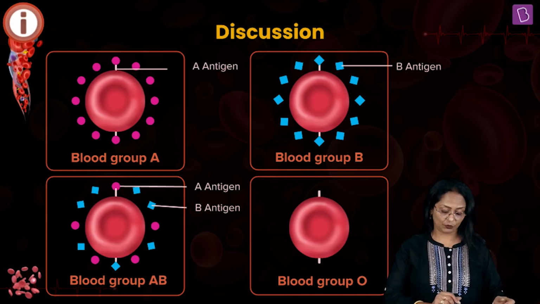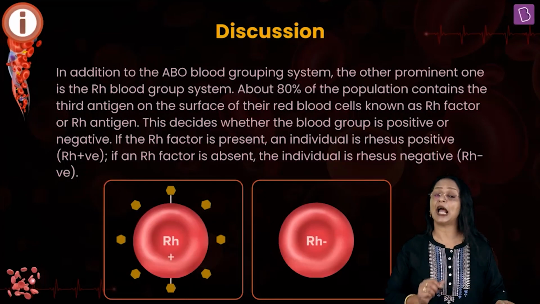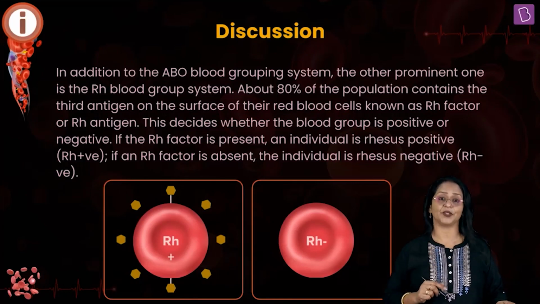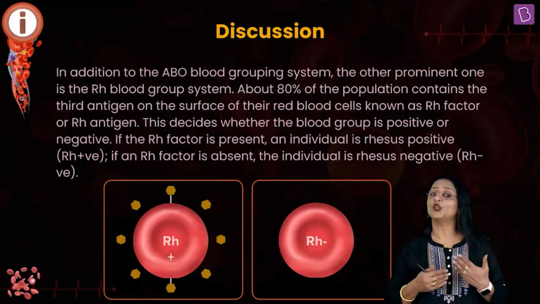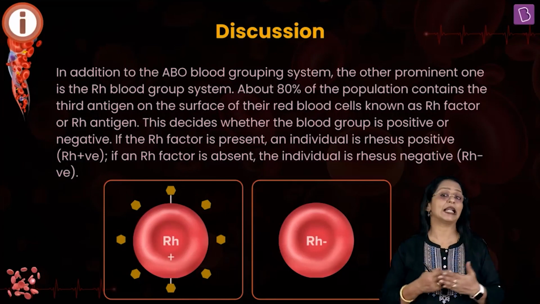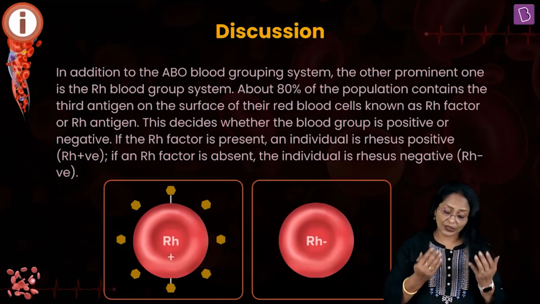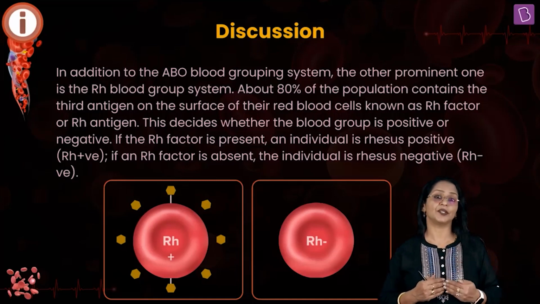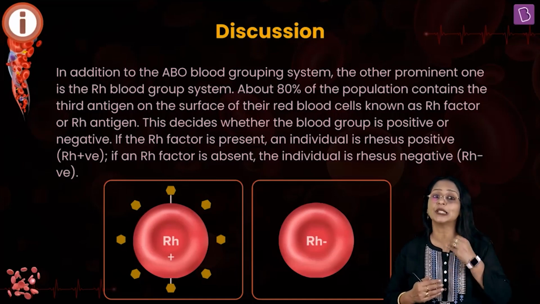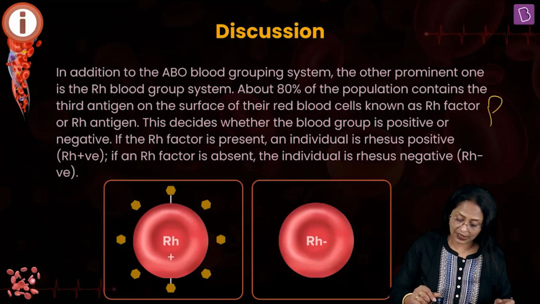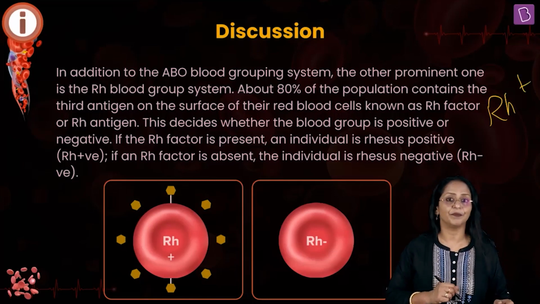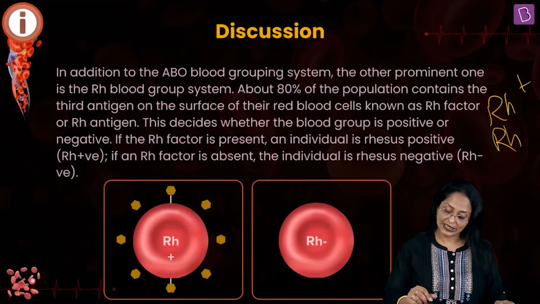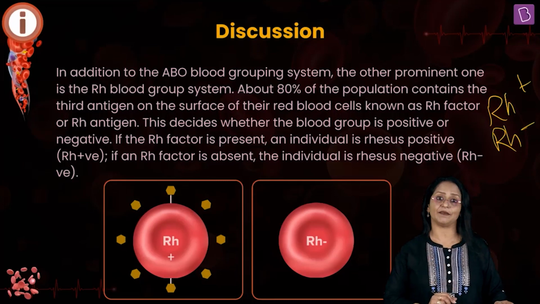Now, the second part of the question was that the person had Rh antigen as well. This is the third type of antigen. 80% of the human population has this antigen on the surface of the red blood cell. People who have this antigen are said to be Rh positive, so we show it as Rh positive. Whereas people who do not have this antigen are described as Rh negative.